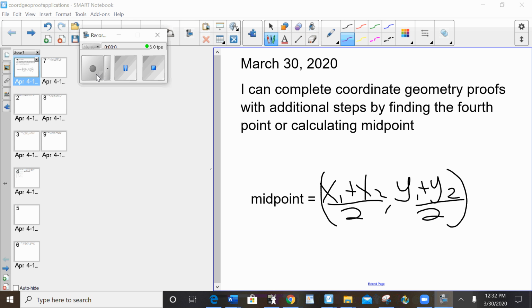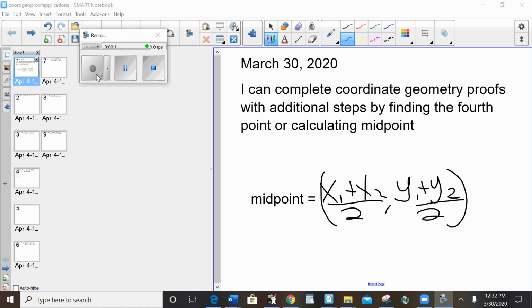Hello again. It is still March 30th, Monday. We just did a quick lesson creating parallelograms. Now that's just a component within the bigger questions that we're going to start today. I can complete coordinate geometry proofs with additional steps, in which I find the fourth point or calculate the midpoint.